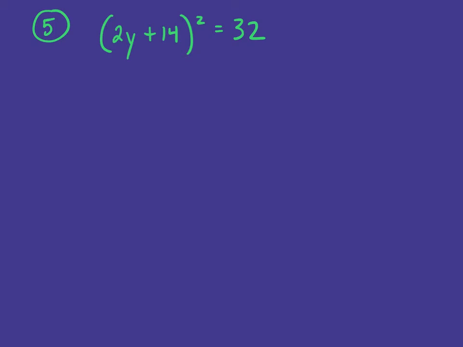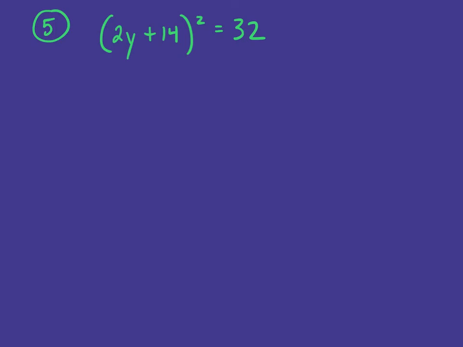Number 5, we've got 2y plus 14 squared equals 32. First step is to get the squared variable. We don't have a squared variable here. Or the squared parentheses. We do have a squared parentheses. We want to get it all by itself. So the squared parentheses we want to get all by itself. It is already by itself. There's no 4 out front. There's no minus 45 on the end. So that first step that we've been doing, we don't need to do here.